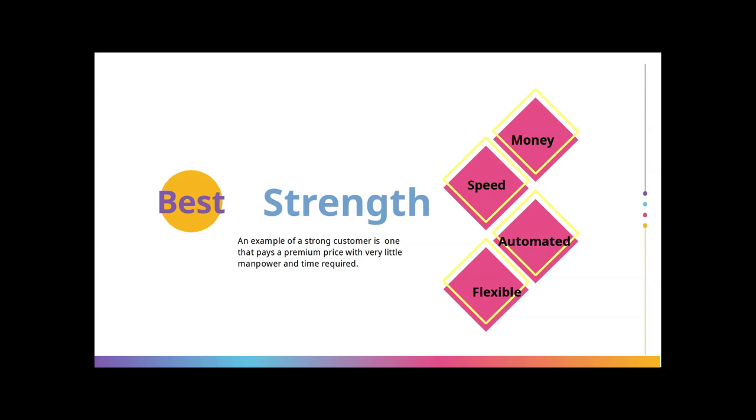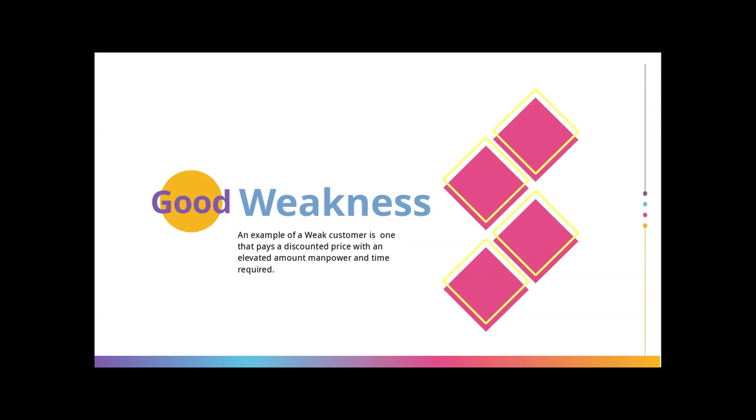Things that fall underneath strength, obviously, are money, getting the most amount of money out of the customer, the speed in which you do it, and the automation. If anything is done automatically, if they can book it themselves, if they can close it out themselves, those kinds of things make it easier on you and add to the strength. And then flexibility. If the customer isn't really uptight about a time schedule or something like that, it's usually good, and it reflects a strength within them.